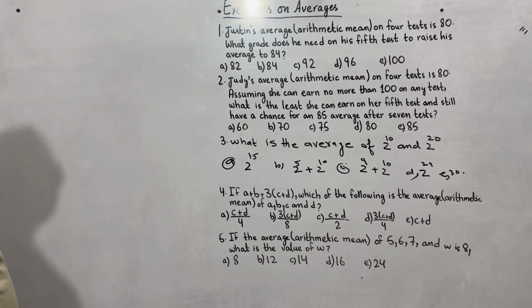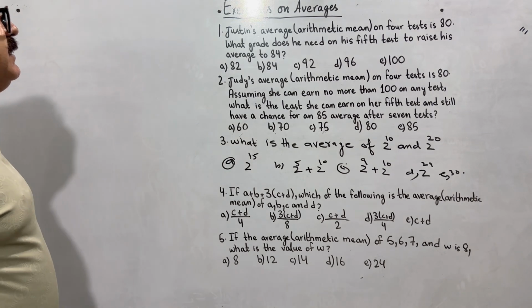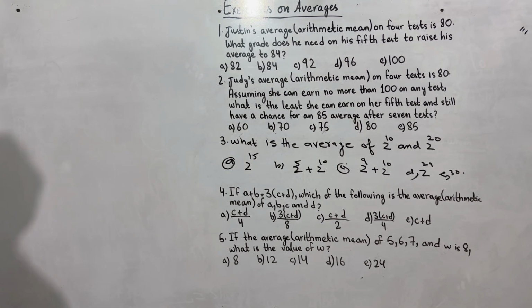Question number one reads: Justin's average, or arithmetic mean, on 4 tests is 80. What grade does he need on his fifth test to raise his average to 84? After 4 tests he has an average of 80. On the fifth test, how much should he score to raise his average by 4, from 80 to 84? Simple, always stick to the definition.